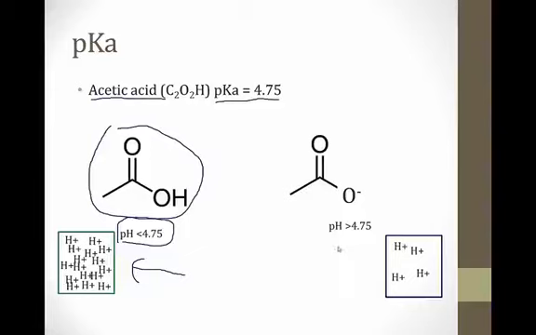On the other hand, if the pH is above 4.75, this means you have relatively few hydrogen ions around, as I've shown in this picture here. So this is going to be the form of the acid you will be more likely to encounter.